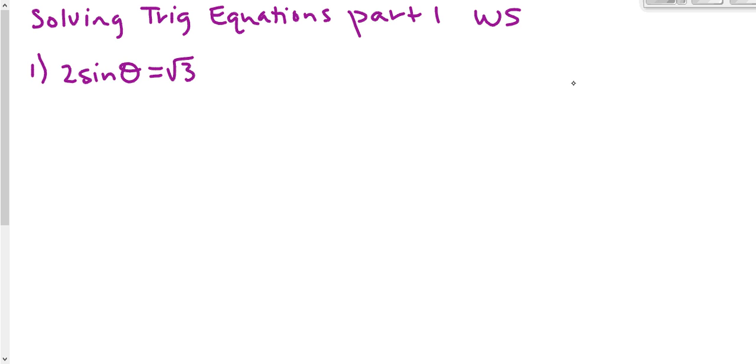Okay, here's some help on the homework. We're solving all of these equations over the interval from 0 to 2 pi. So we're finding all the answers that are in that interval. Starting with number 1, we're going to divide both sides by 2.